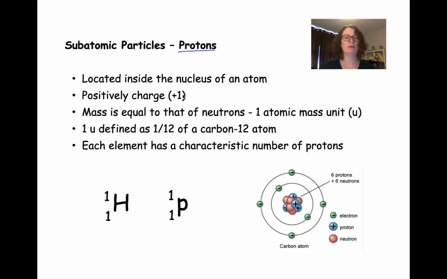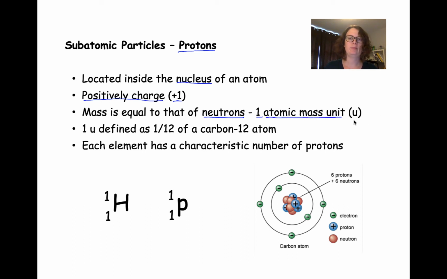Protons are going to be located inside the nucleus, or the center of an atom. Protons, as particles, have a positive charge of +1. And they have a mass that's equal to that of a neutron, and that is going to be known as 1 atomic mass unit. And this is a special kind of unit that's just for atoms.